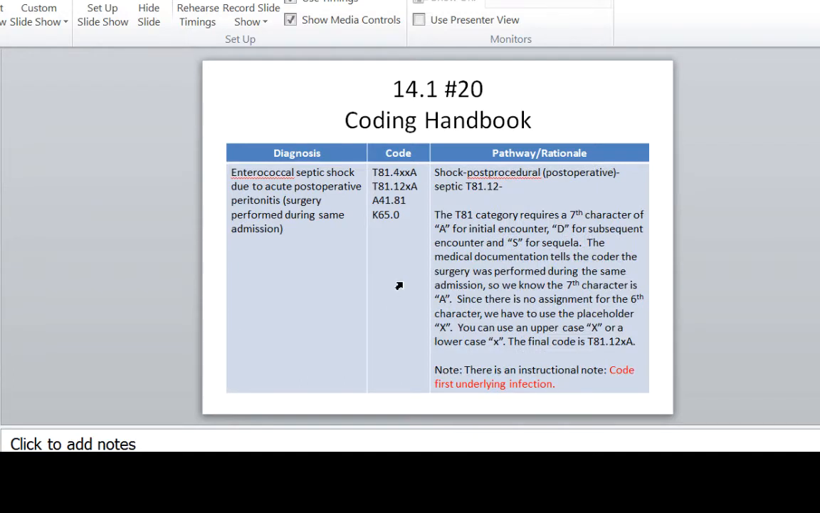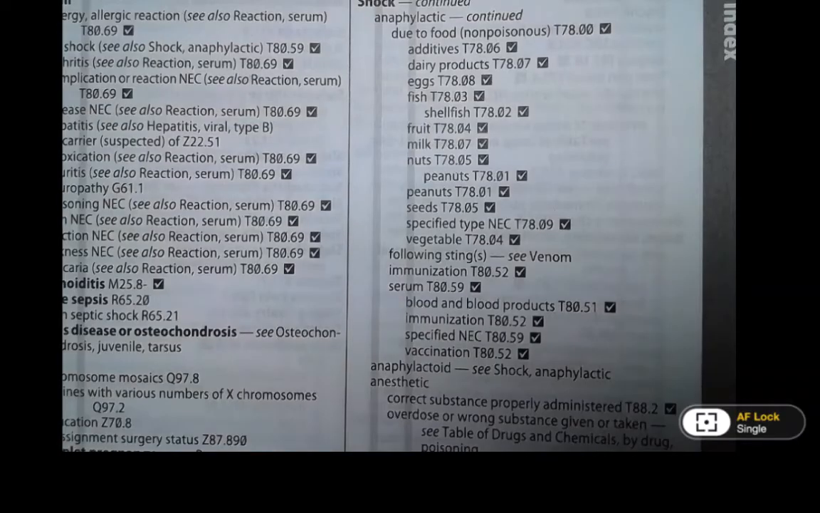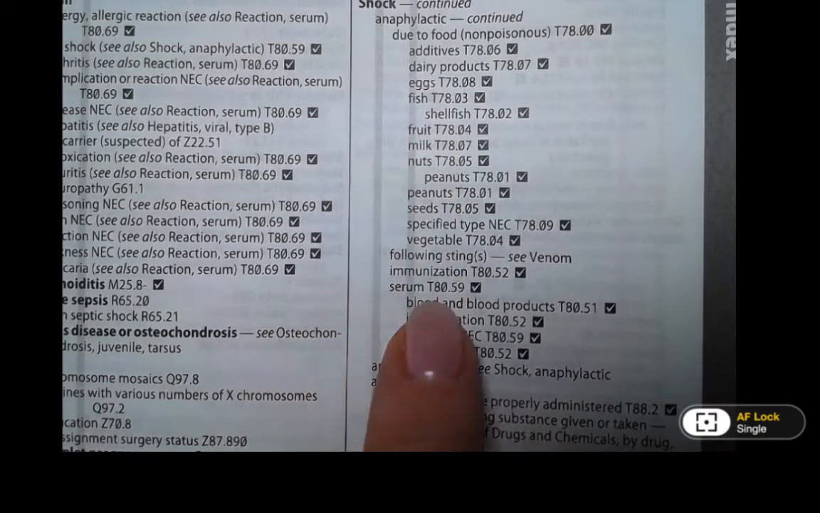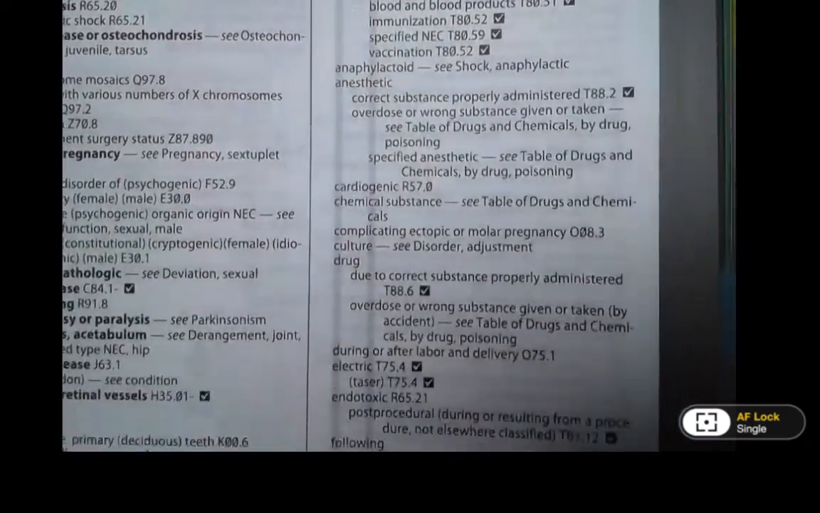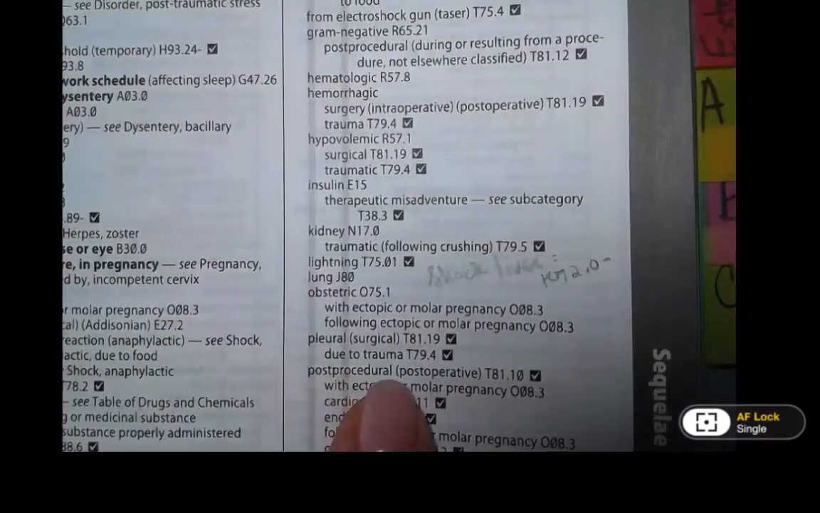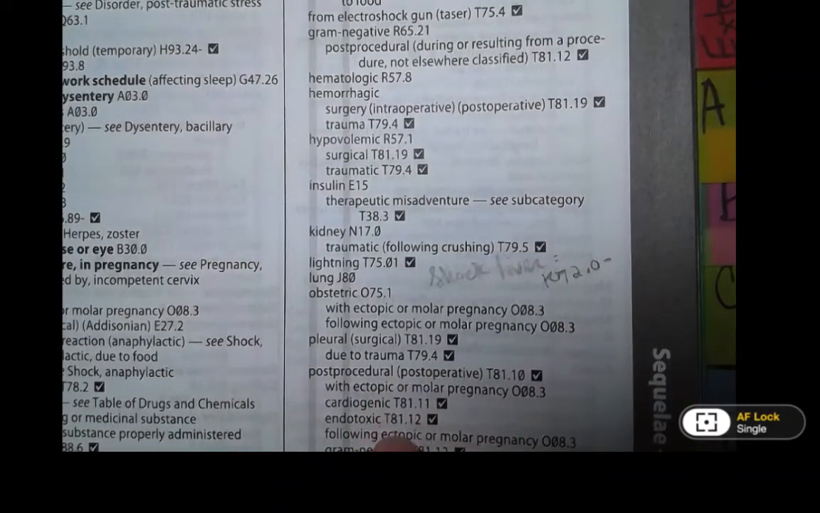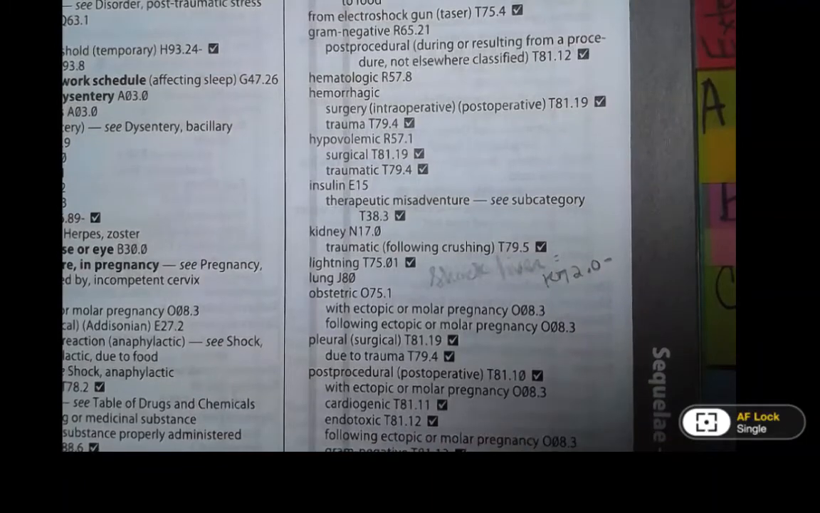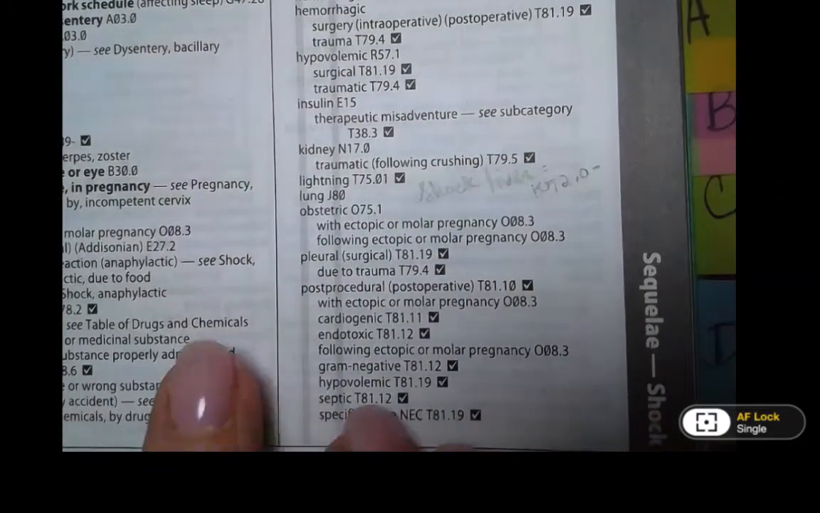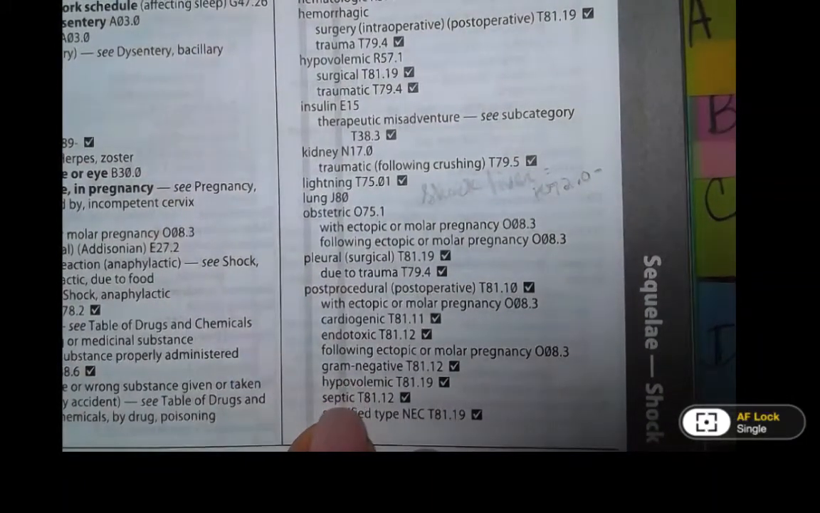This one is shock, post-procedural, post-operative, septic. Okay, so now it's shock. I'm looking for post-procedural. Just going to slide down, and here it is. T81.10 with more characters needed. Let me just look at some of these subterms to see if any of these are something we need to look at. Oh, look, there is. Septic. So by going in another indentation level, we've become more specific.